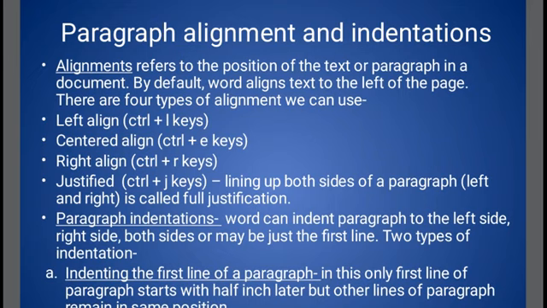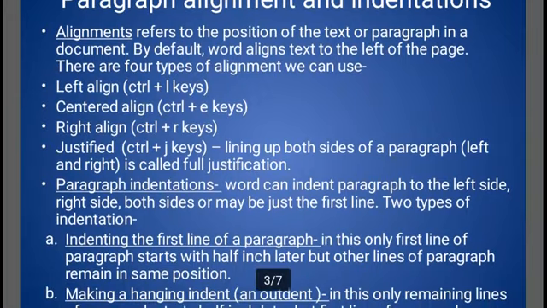Lining up both sides of a paragraph, left and right, is called full justification. Okay, paragraph indentation. Alignment is a different thing, indentation is a different thing. Word can indent a paragraph to the left side, right side, both sides, or maybe just the first line. Here I am using first line indentation. We know one thing: in our general example, we always write our paragraph with the first line starting with a few blank spaces.